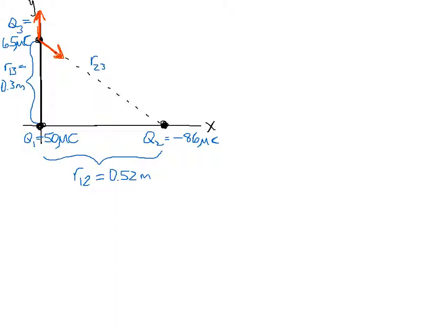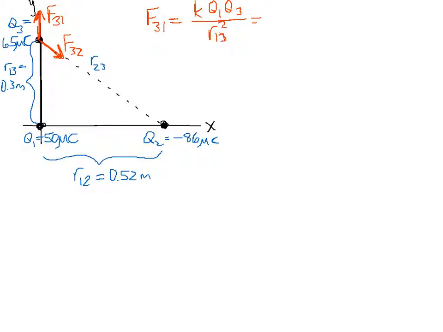So the first arrow we're going to call F31. That's the force on charge 3 due to charge 1. And the second arrow we're going to call F32, the force on charge 3 due to charge 2. And we need to figure out what each of those are. So F31, we're going to use Coulomb's law, is K, the two charges, which are Q1 and Q3, divided by the distance between those two charges, which is labeled as R13 or R31, either way is fine, squared.